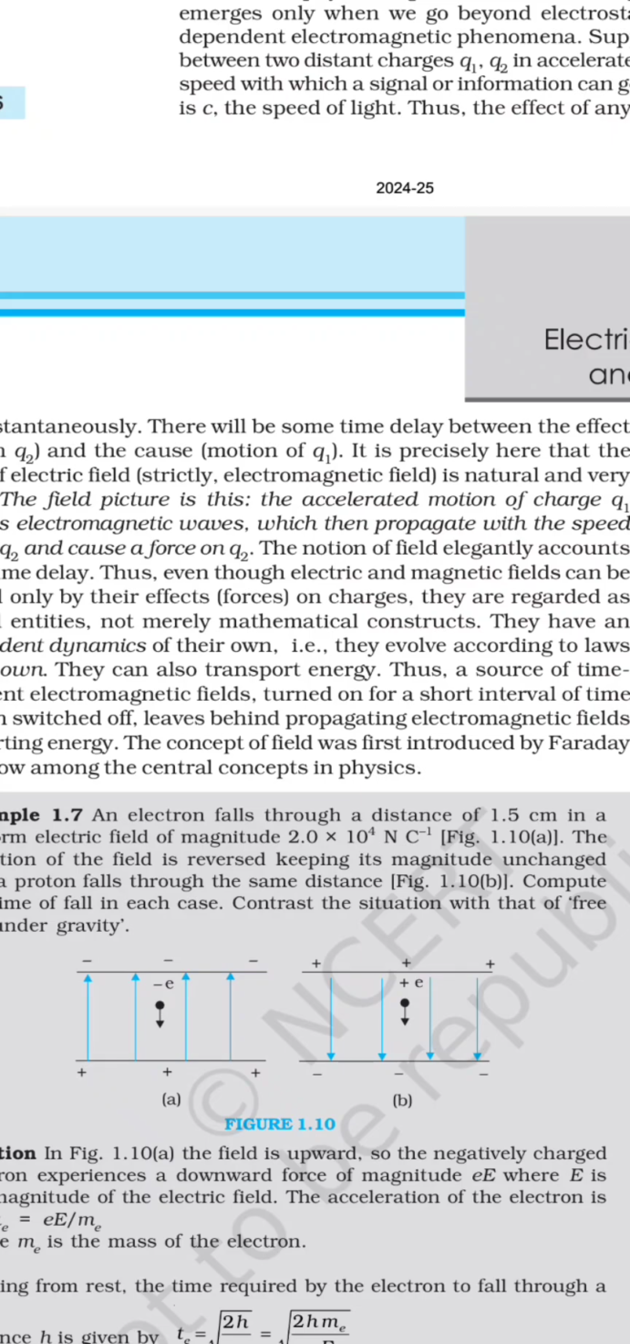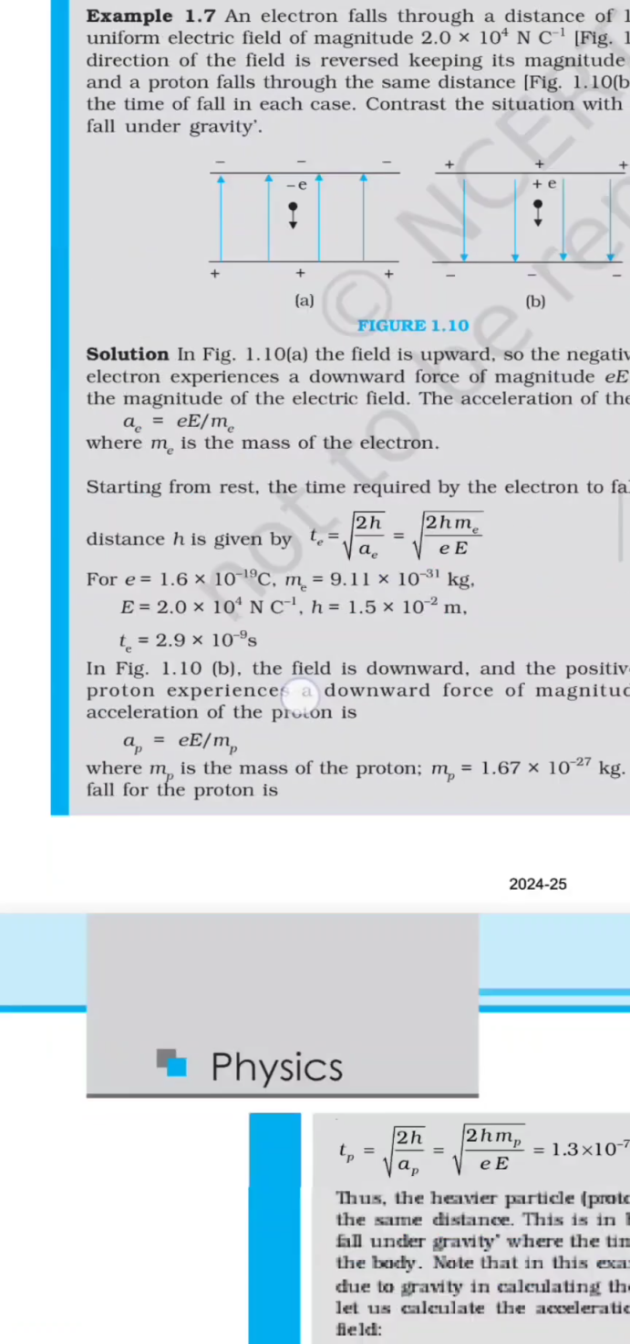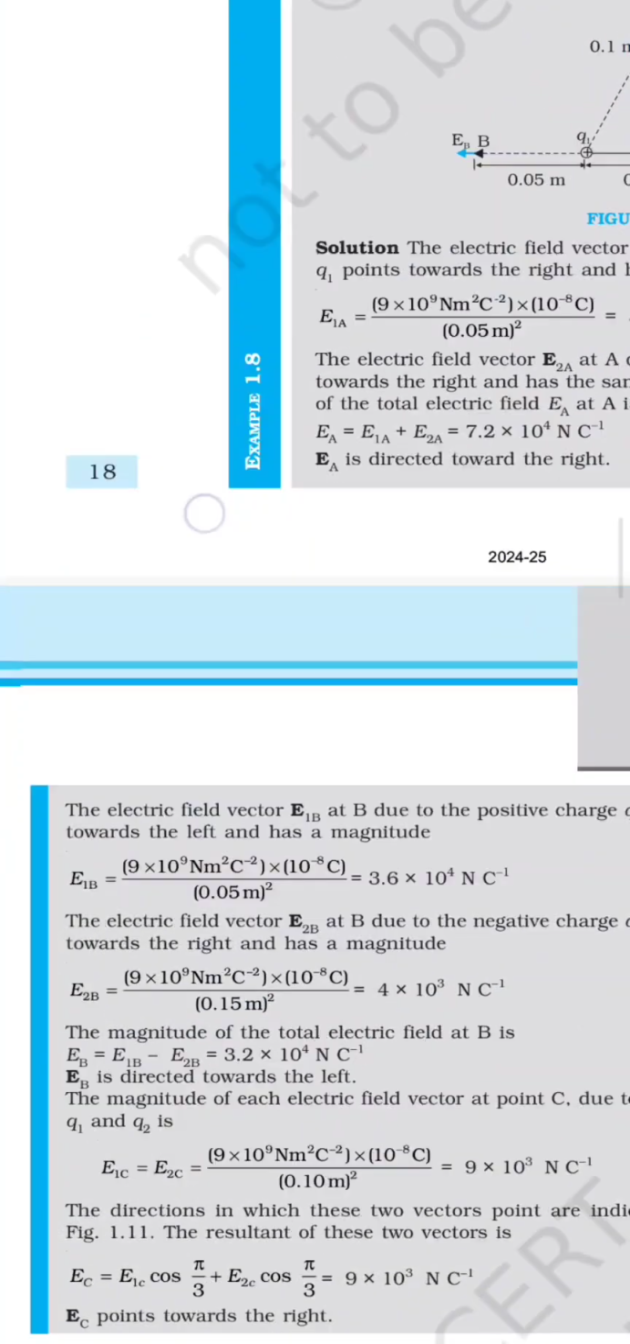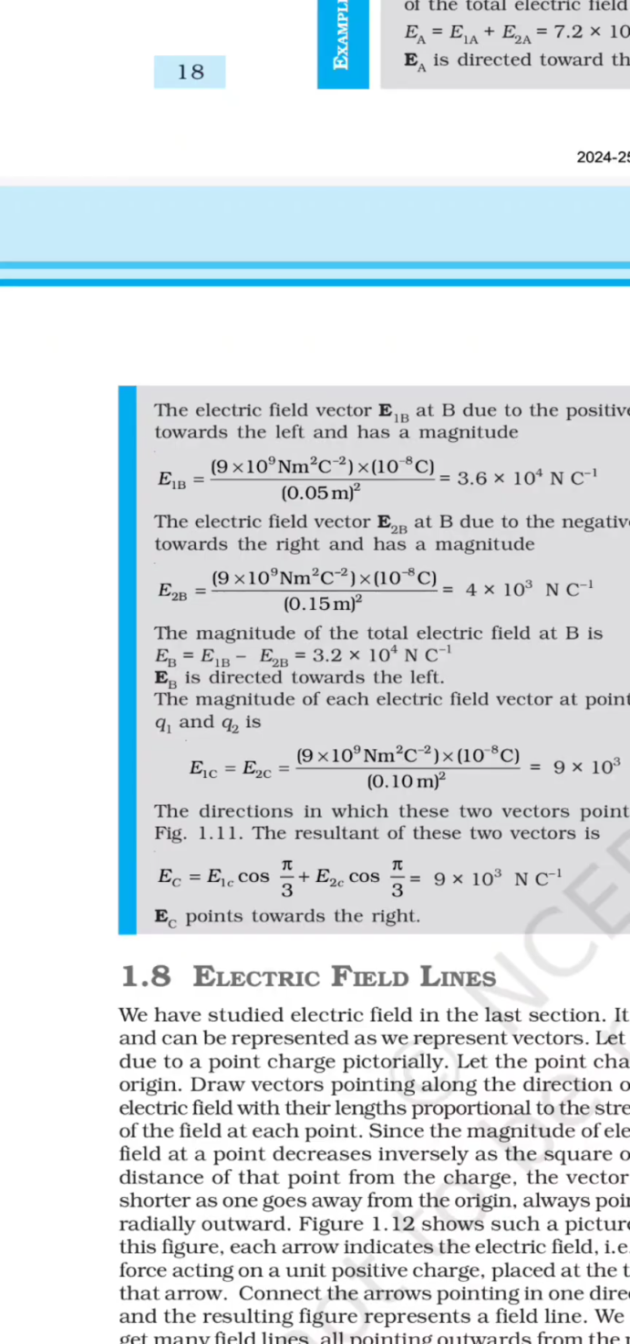Electric field intensity is electrostatic force per unit charge, and its unit is Newton per Coulomb. Similarly, a simple example is given in which we only need to find the acceleration. Then we also have example 1.8. Then we have 1.8, electric field lines, which is also a vector quantity.